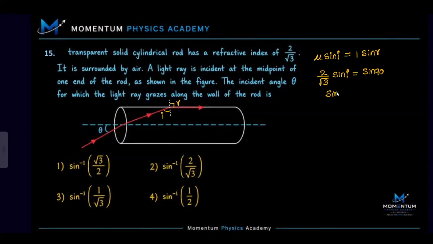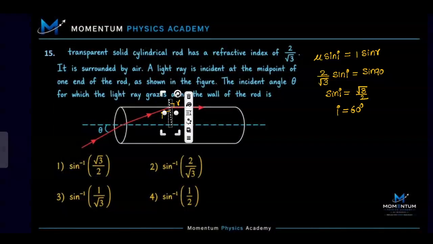So from this we'll get sine I equal to root 3 by 2. That is, I value is 60 degrees, right? We got this I value as 60 degrees. Now if we draw this normal, this is 60, and this angle is 90 degrees. This is 60, this is 90, so this angle will become 30 degrees.